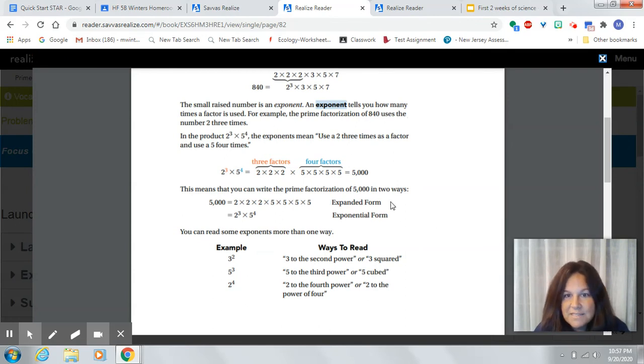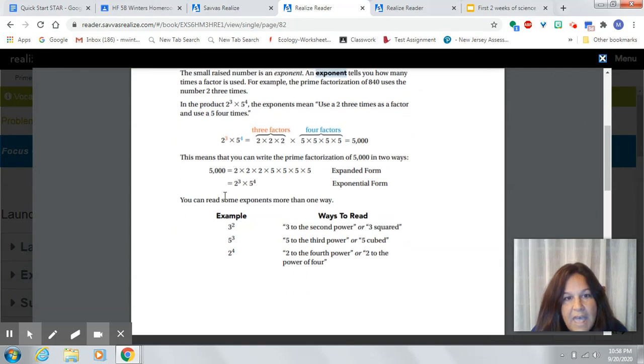This means that you can write the prime factorization of 5,000 in two different ways. You can use expanded form, which you've used when you've written out numbers. And then you can use exponential form, which is when you use those exponents, those little numbers at the top, to show how many times that number shows up in the prime factorization without having to write the number that many times. So we can see that 2 shows up 3 times, so it's 2 to the third power. 5 shows up 4 times, so it's 5 to the fourth power. If you were to multiply 2 times 2 times 2 times 5 times 5 times 5 times 5, you would indeed get 5,000.